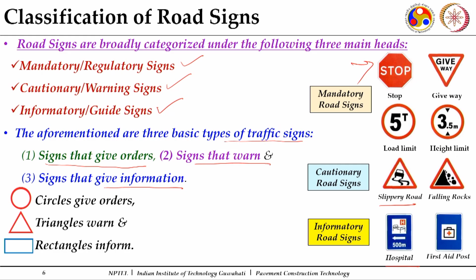Now, how they are represented: mandatory and regulatory signs are circular, with some exceptions of stop and give way signs. And cautionary and warning signs are triangular and they warn. And informatory and guide signs are rectangular. So, they again inform about certain facilities which will be there.